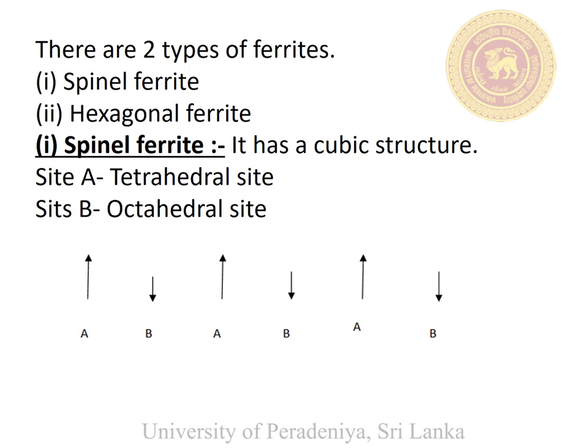There are two different sites in spinel ferrite. One is called the tetrahedral site, the other one is called the octahedral site. So magnetic moments occupy tetrahedral and octahedral sites in ferrimagnetic materials. The magnetic moments in tetrahedral and octahedral sites are in opposite directions and they have different magnitudes.